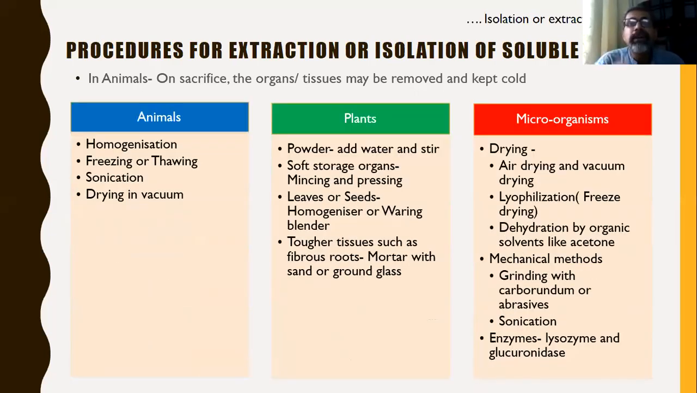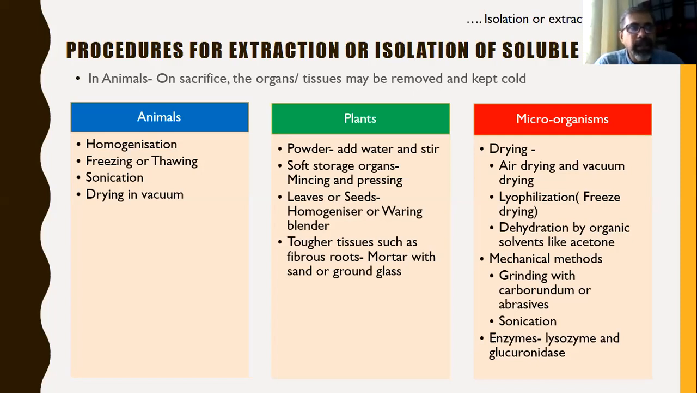Now, as you can see here, you can isolate the enzymes from various sources, namely animals, plants, or microorganisms. Let us talk about animals. As I told you, on sacrifice, the organs or tissues are removed and kept cold, that is refrigerated to a temperature of about 4 degrees Celsius. And a number of techniques or procedures may be carried out for isolation of these soluble enzymes. Number one is homogenization.